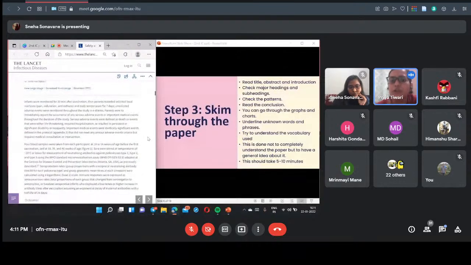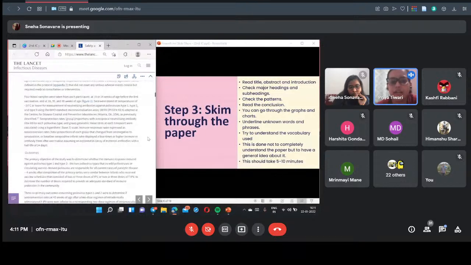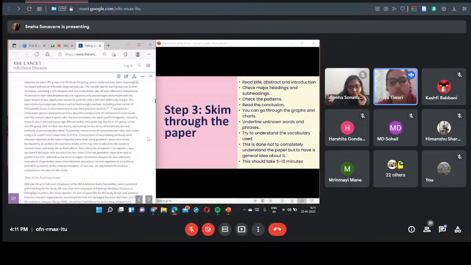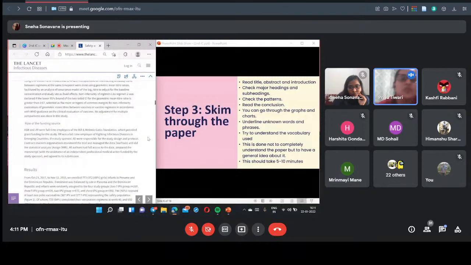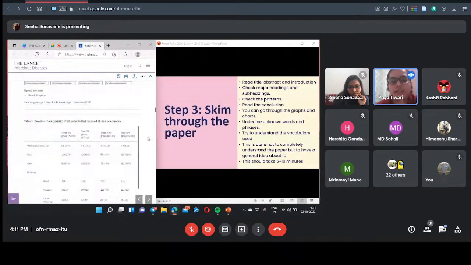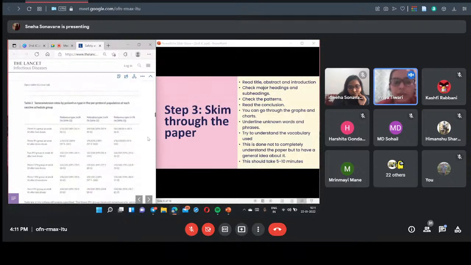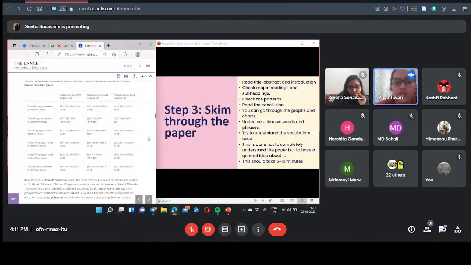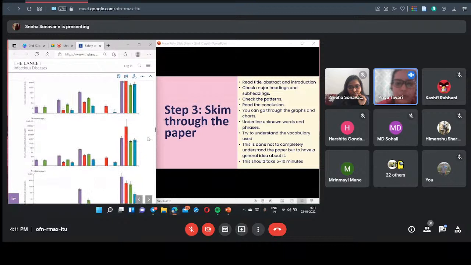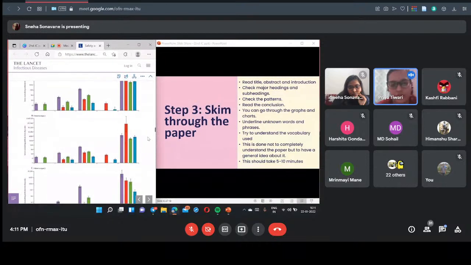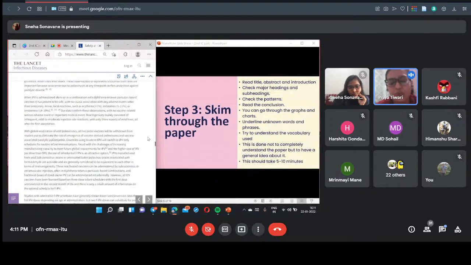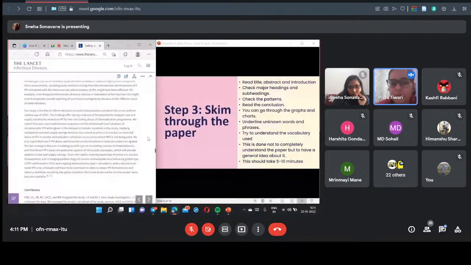So in this, you will read the introduction completely, major headings and subheadings of the paper. Check the pattern of the paper, read the conclusion. You can go through the graphs and charts, and you can underline the known words and unknown words. Then try to understand the vocabulary used. This reading is not done to completely understand what the paper was exactly about, and what methodology, results and conclusion, etc., are obtained, but to have a general idea about the paper. And this should take 5 to 10 minutes of your time. So this is what you were supposed to do. This is what we asked you to do before coming to this session for the paper presentation also.